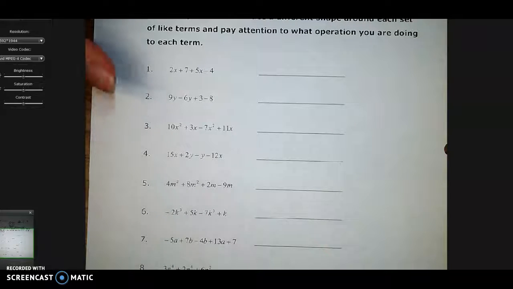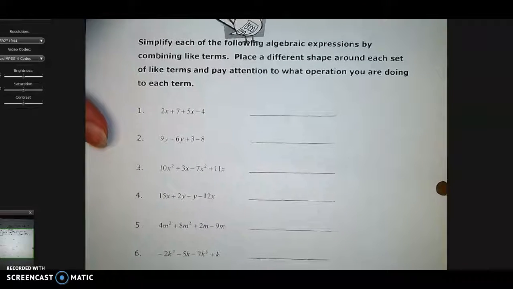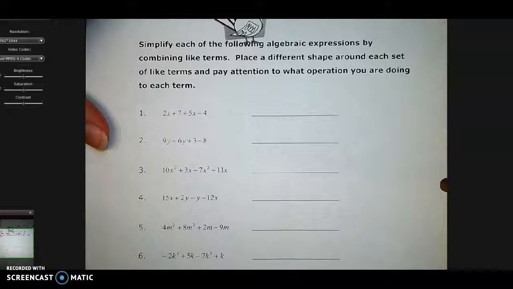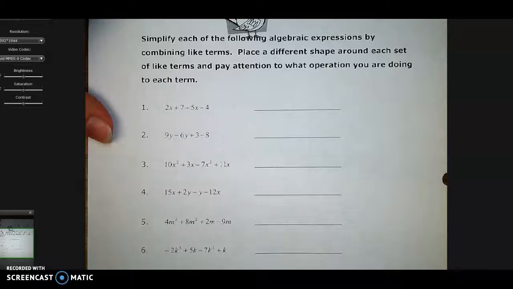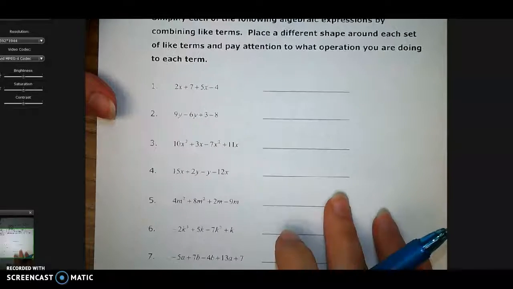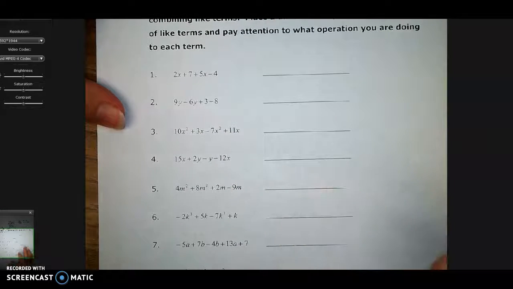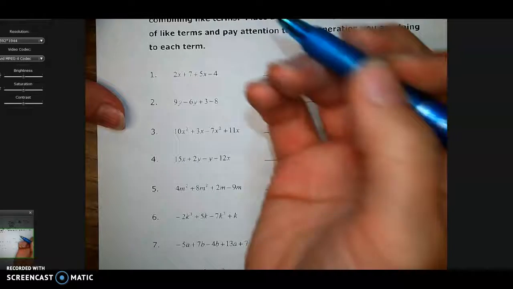Hello. Here we are going to combine some like terms. So we're going to simplify each of the algebraic expressions by combining like terms. And it suggests you place a different shape around each set of like terms and pay attention to what operation you are doing to each term. And that means take that sign that's in front of it. You can also use colors, however you want to do it.